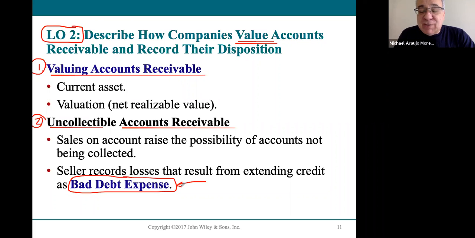If you are a small business, meaning a sole proprietorship, a partnership, or a corporation that's not public, you can use your bad debt expense as often as you want. However, if you are a public corporation, which is what we're studying here, bad debt expense is only something you can take once a year. Okay. And you're going to find out exactly why.